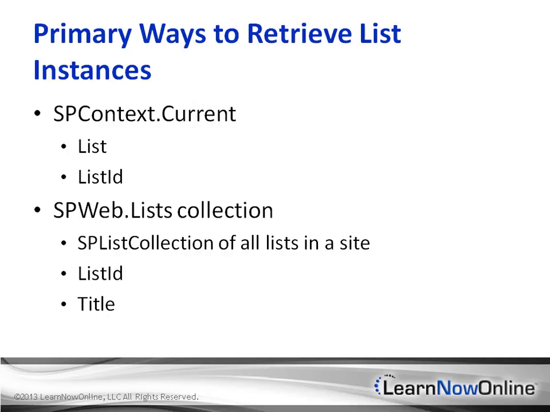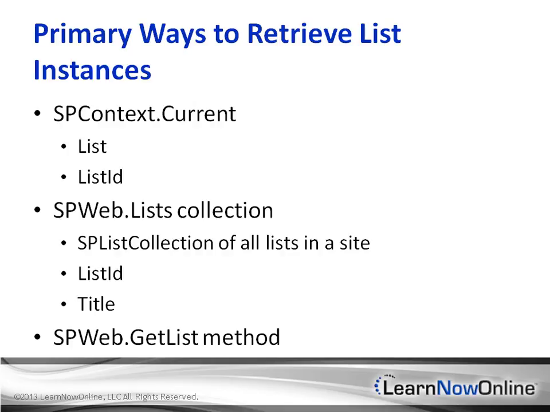So that SPListCollection has an indexer that accepts list ID and it accepts title. So it's either a GUID or a string. So if you pass in a GUID, it's expecting that to be a list ID. If you pass in a string, it's going to do a lookup and try to find a list with the matching title. And then there's also a GetList method that you can pass in. This is kind of convenient because you can pass in a URL that points directly to the list, or actually any of the forms that the list is using. It could be either an absolute or site relative URL, and that will also get an instance of the list.